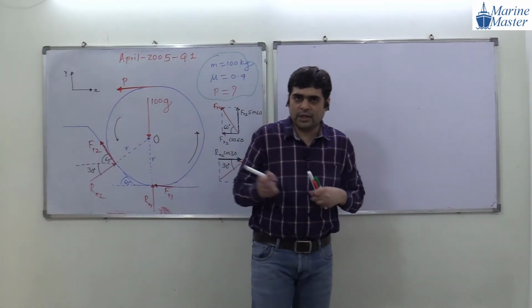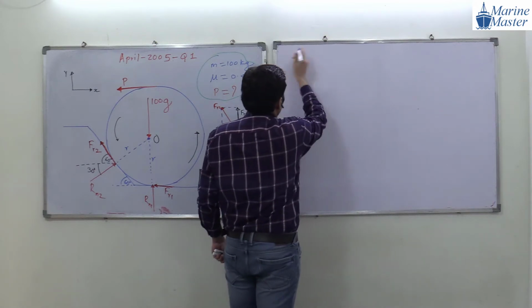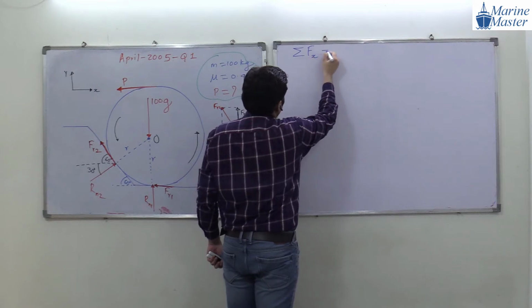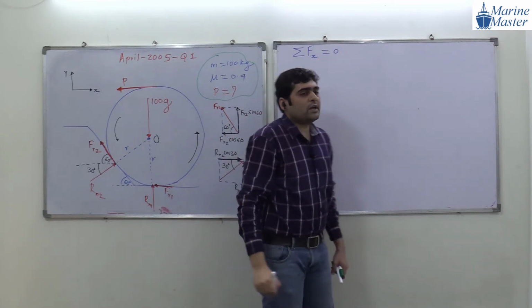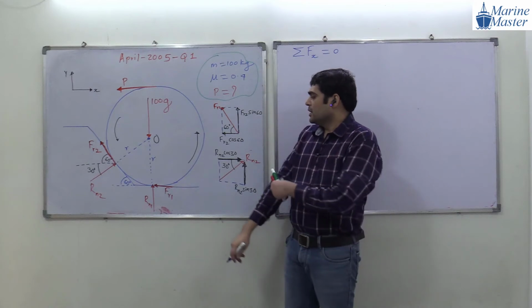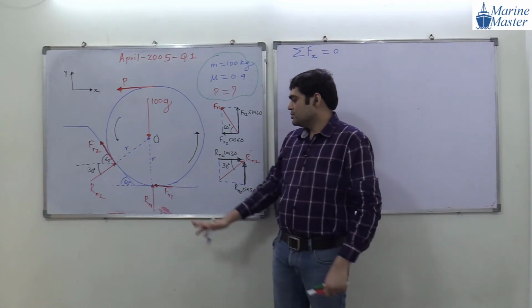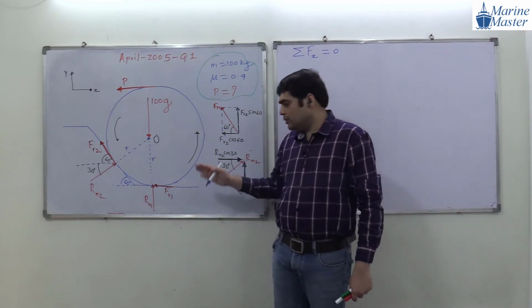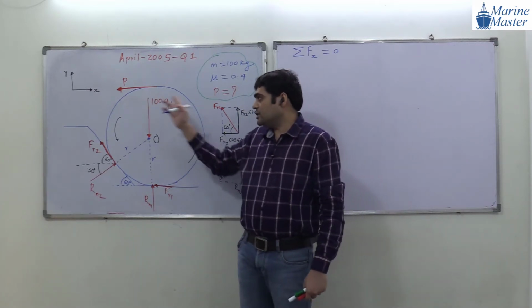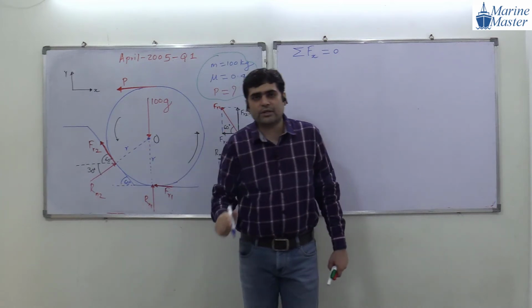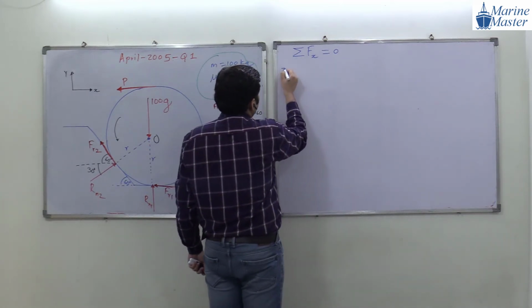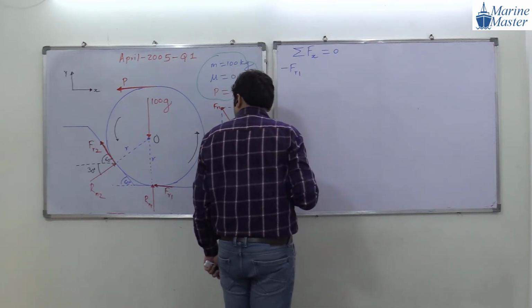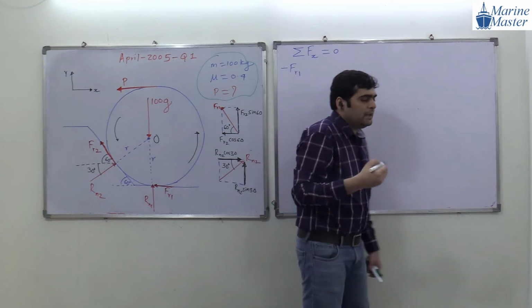Now try to see the scenario here. We will start our discussion: summation of forces in x direction equal to 0. What are the forces here in x direction? First, FR1. Is FR1 positive or negative? This side is positive x direction, so this will be in negative x direction. So minus FR1.